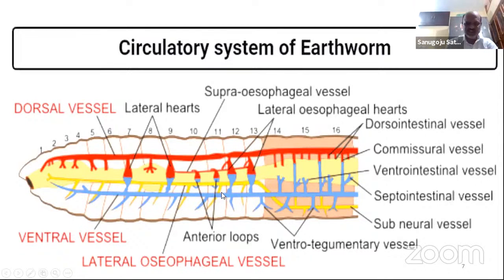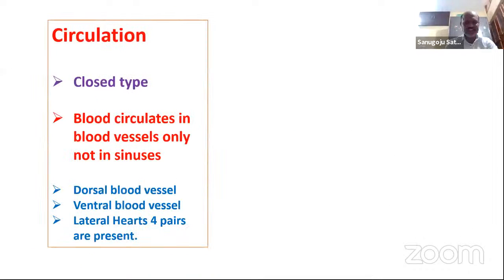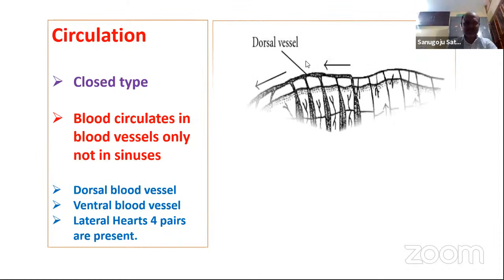The anterior loops also play a vital role in the circulatory system. Circulatory system, you have to draw the diagram, children. This is much important for you. It may be asked in 8 marks question in IPE examinations. As we discussed, the circulation is of closed type. Actually, here the arrow marks are there.